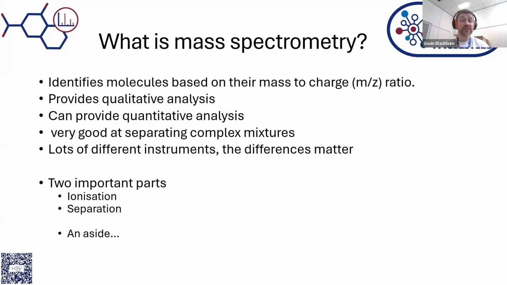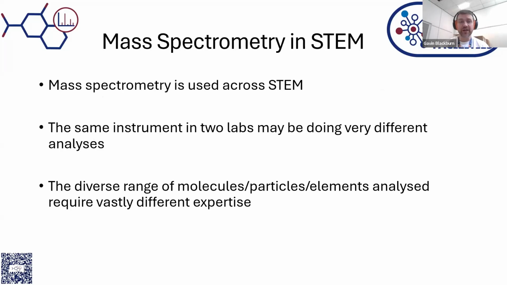However, just as a short aside, I think it's worthwhile mentioning that mass spectrometry is used across STEM. You will find mass spectrometers in loads and loads of buildings around the campus. You will find mass spectrometers within COSY, you will find mass spectrometers within MBLS, you will find instruments in individual researchers' labs, you will find different types of mass spectrometers, and you will find loads and loads of different methods that are being run across these things.